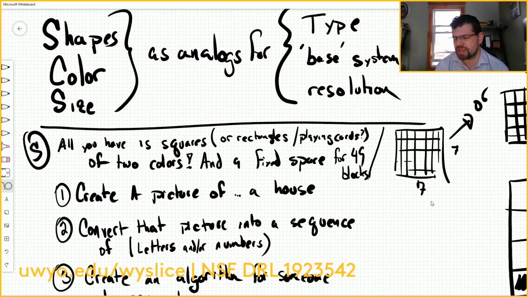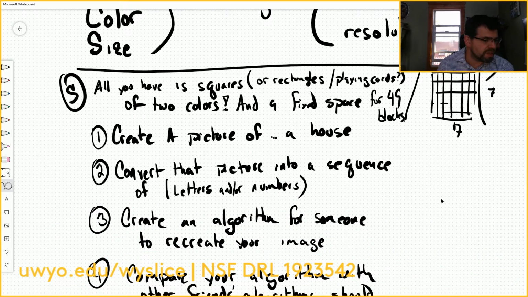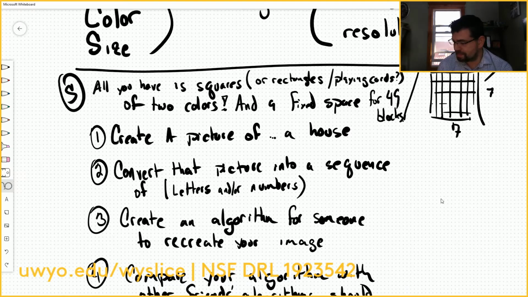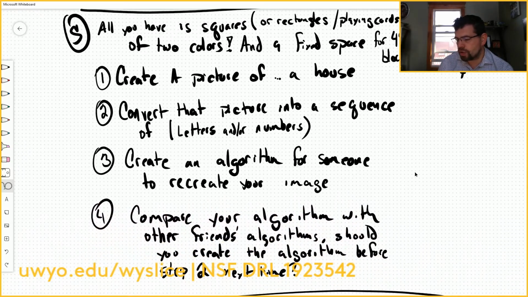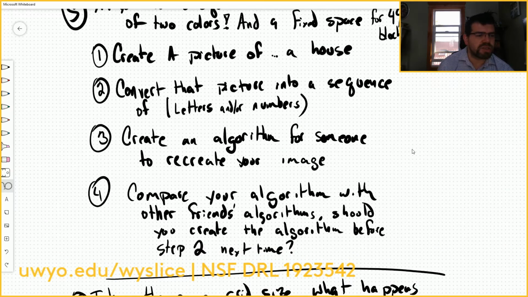Then what I want you to do is to convert that picture into a sequence of either letters and/or numbers, whichever you want. And then create an algorithm for someone to recreate your image from that sequence of letters or numbers. If you have time, if you are in one of the synchronous rooms, or if you're doing this later, try to compare your algorithm with somebody else's algorithm. Others are doing the exact same task. Did they choose the same number sequence or letter sequence? How did they do it? What is the algorithm?